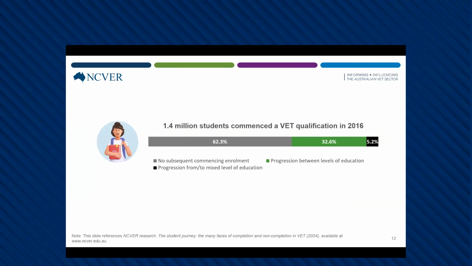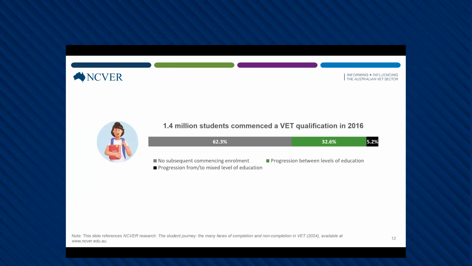So here are the results. In the analysis, we found that 1.4 million students commenced a VET qualification in 2016. Most of these students did not go on to commence a subsequent qualification up to 2021. So that's the 62.3% shown in the grey bar. Around a third did go on to enroll in another qualification though. And for most of those students who went on to something else, we were able to identify whether that transition was to a higher level of education, lower level education, or staying at the same level. That's the proportion shown in green.